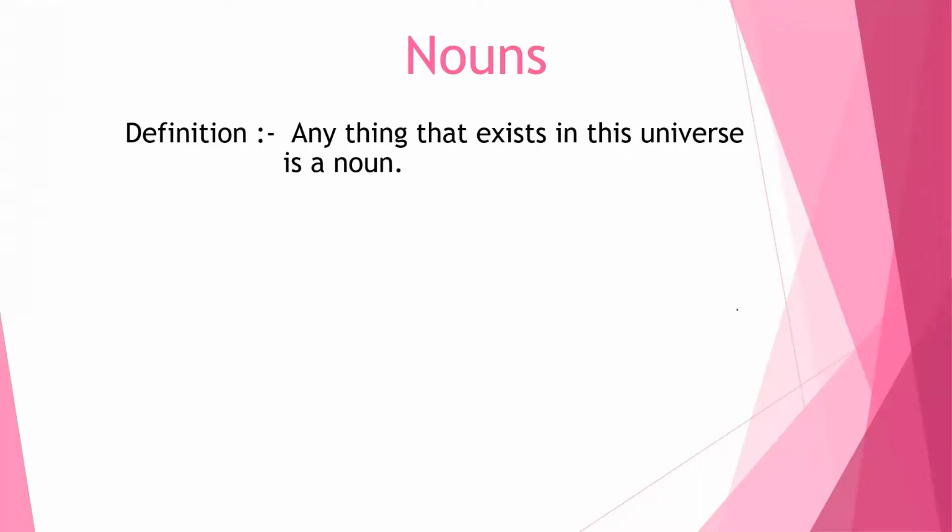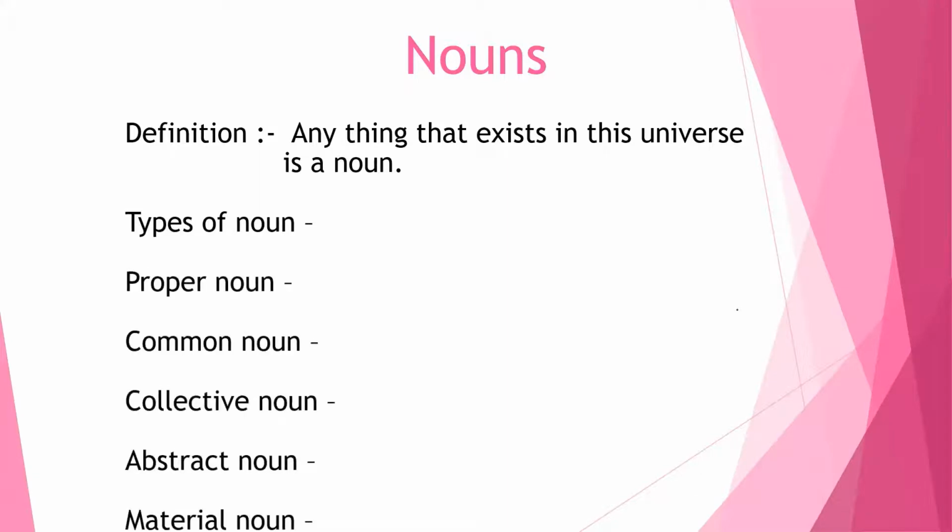So, if I ask you, is multiplication a noun? You would say yes because it exists in this universe. There are types of nouns. There are a total of 5 types of nouns. They are proper noun, common noun, collective noun, abstract noun, and material noun.